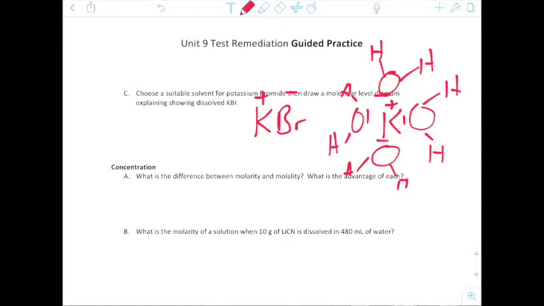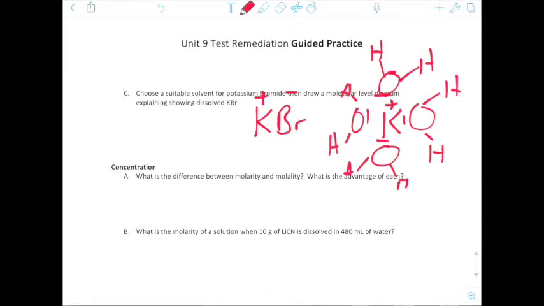Concentration says what is the difference between molarity and molality and what are the advantages of each. Molarity is just concentration measured in moles per liter. It's really easy to measure molarity. We measure the mass of the substance that we put in it, and we know the volume because it's in a graduated cylinder or a volumetric flask.